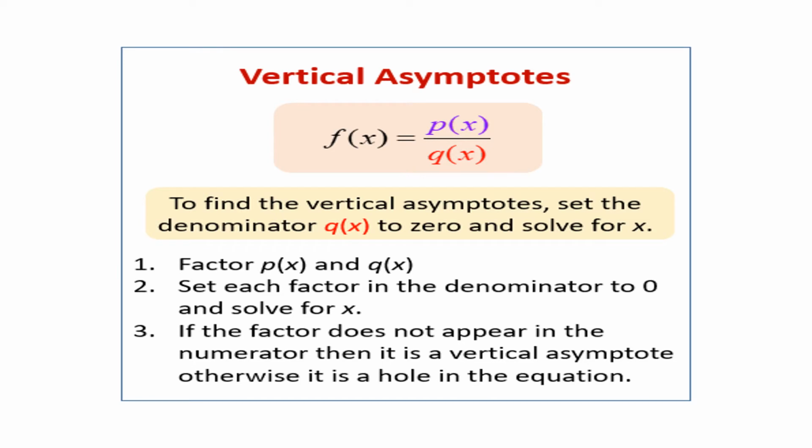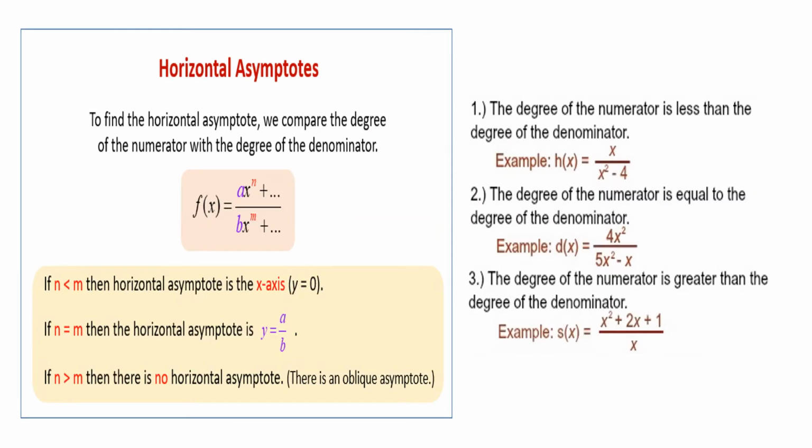Next, to solve for the vertical asymptotes, set the denominator, or the q of x, to 0 and solve for x. So that is how we find the vertical asymptotes. Just set the denominator equal to 0, just like in finding the domain or the restriction of the domain. Okay, next is the horizontal asymptotes. To find the horizontal asymptote, we compare the degree of the numerator with the degree of the denominator.